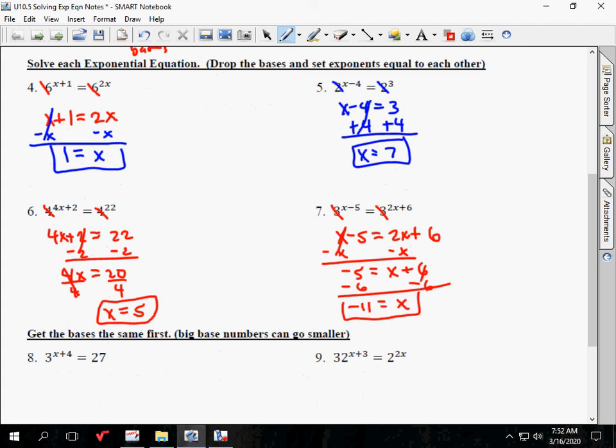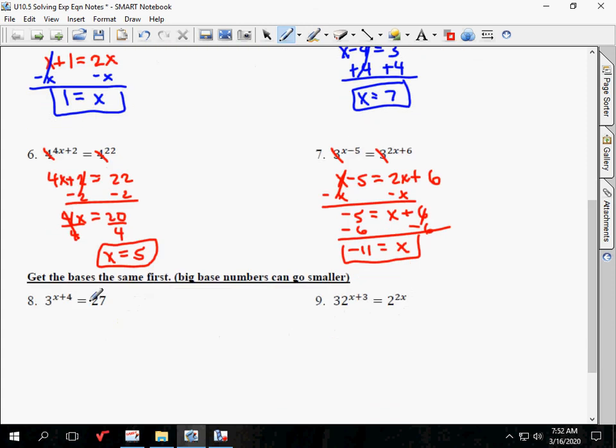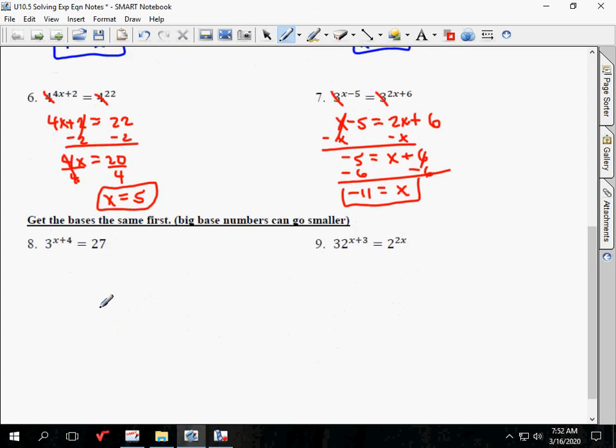All right. So most of this is just Algebra 1, solving an equation. We're just trying to get the bases to be the same so we can use the property and cancel the bases out. All right. So now in number 8, the bases are not the same. We have a 3 and a 27. And so the idea is to get them to be the same.